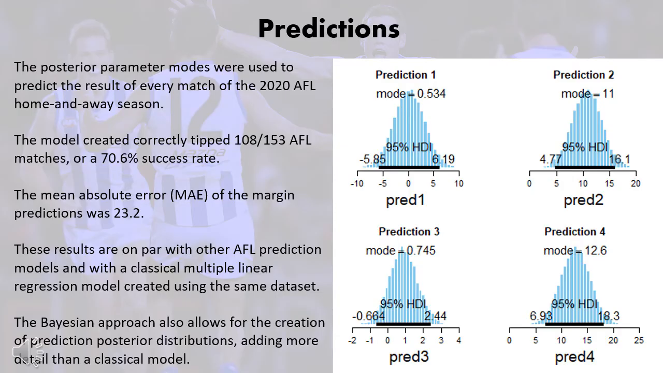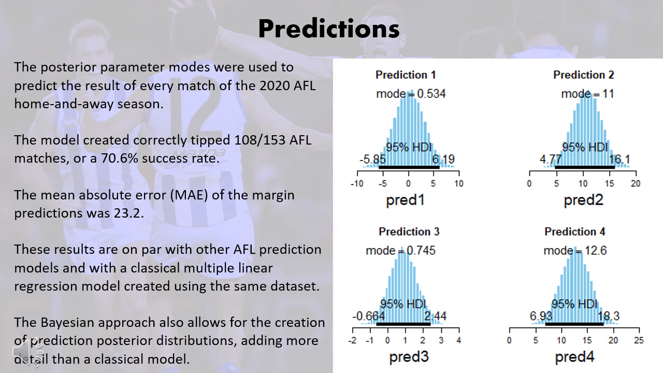We use the mode parameter estimates created by our analysis to predict the result of every match of the 2020 AFL season. Predictions were adjusted for the shortened length of quarters in 2020, which occurred due to the impact of COVID-19. The model was able to successfully tip 108 of the 153 matches in the home and away season, a success rate of more than 70%. We also calculated a mean absolute error of the predicted margin compared to the observed margin at 23.2 points. These results are essentially equivalent to the results produced by other AFL tipping models. As such, we can conclude that a Bayesian approach to this problem is equally as effective as other approaches.